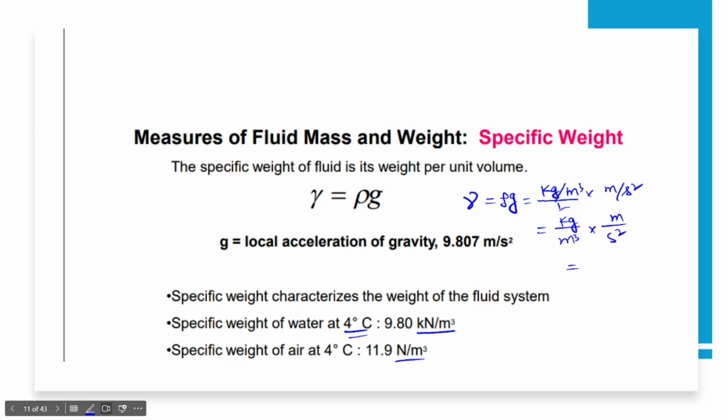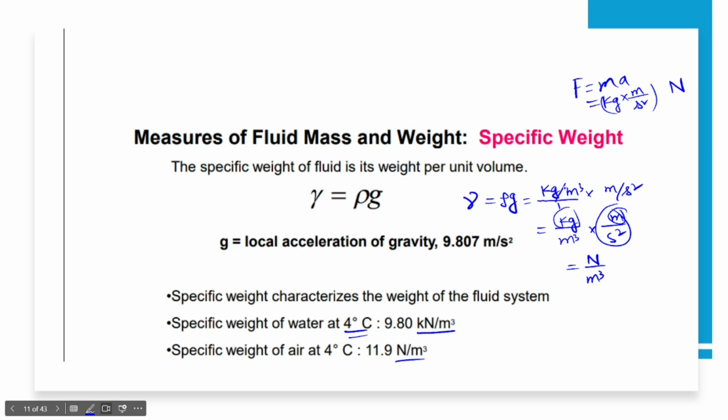So see, kg into meter per second square will entirely give you F equal to ma. So what do you get from here? You get Newton, right? So you can write Newton in place of kg meter per second square. So you got Newton per meter cube. Now you can convert Newton into kilonewton or any other desired unit of your choice.